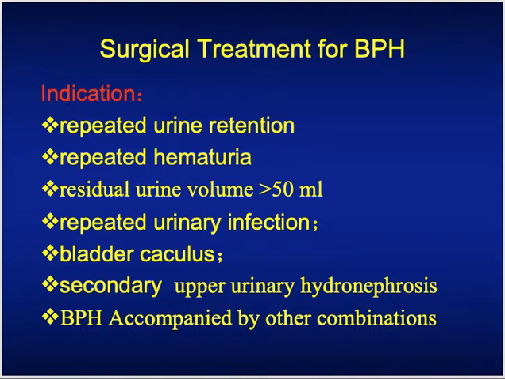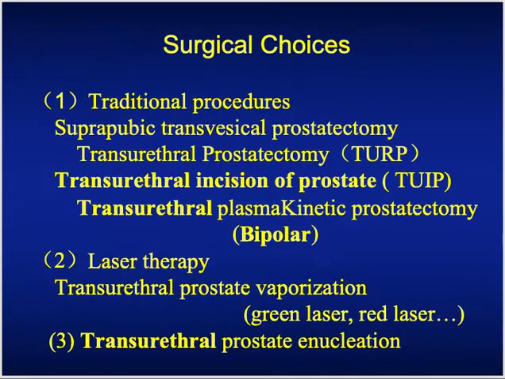So when the medical therapy is not working, of course we go for surgical therapy. For example, someone who has a very severe obstruction, anyone who has repeated urinary retention, repeated hematuria, residual urine volume of greater than 50 ml, repeated UTIs, bladder stones, or secondary upper urinary hydronephrosis, or anything like this, of course we go for surgery. So what are the surgical options?